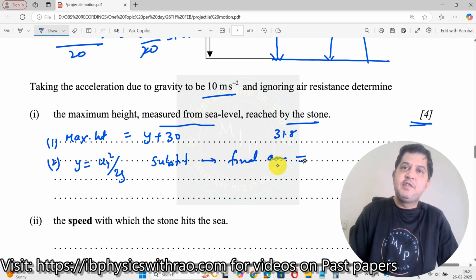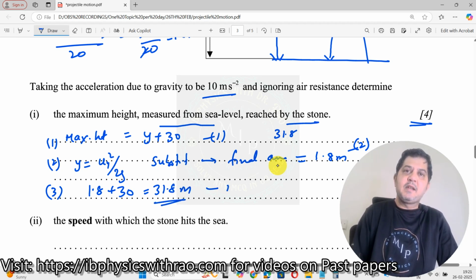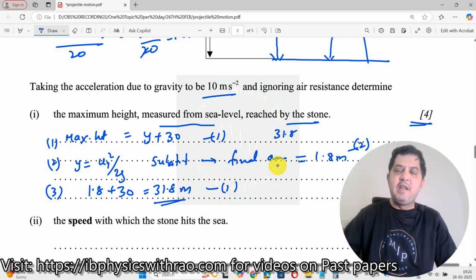This will give you 1.8 meters, which gives you 2 more marks. This will give you 1 mark here, and this will be 2 marks. And finally, the last one is 1.8 plus 30, which is equal to 31.8 meters. This will give you 1 more mark. So this is how the marks have been divided.